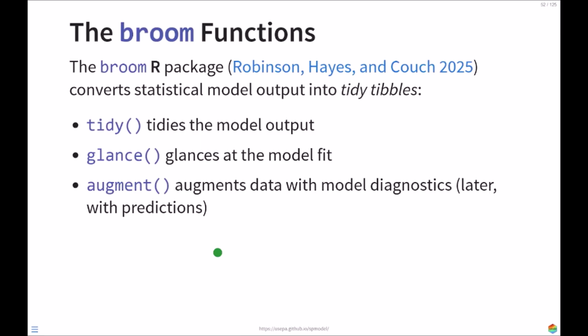So the broom R package really makes some nice headway into making that problem of summary not being super useful immediately more tractable. Broom converts statistical model output into what we call tidy tibbles. It's part of the tidymodels ecosystem, which is part of the broader tidyverse structure. So there are 3 functions in broom primarily, and all of these are defined for spmodel objects. So the first one, tidy. Tidy is the model output. Glance will glance at the model fit, and then augment will augment the data with something.